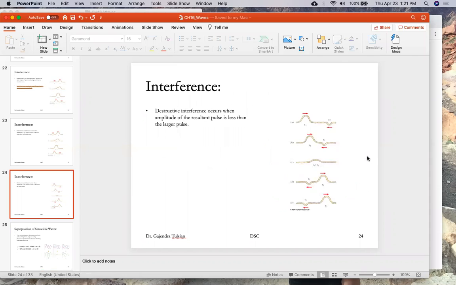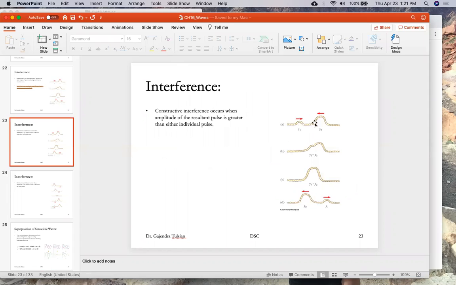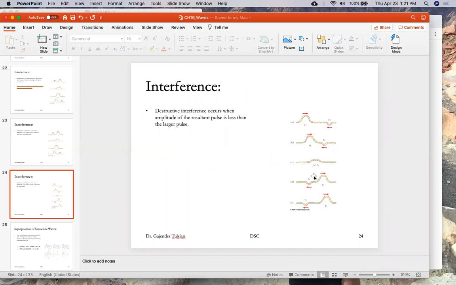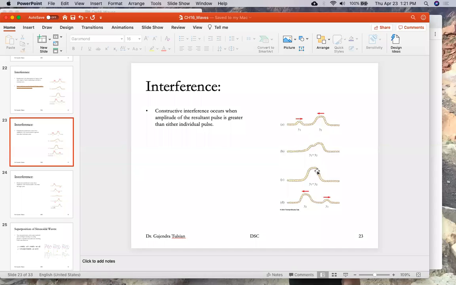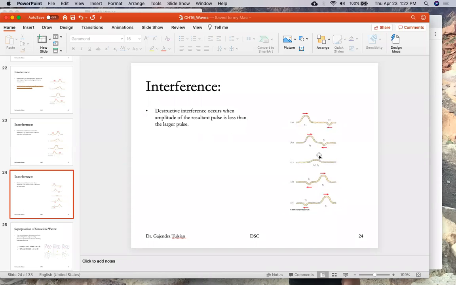So we saw what happens when you combine two waves. If they have the same sign, then you get a resultant wave that is bigger than either one of them. And if waves have opposite signs, the resultant wave is smaller than the biggest wave. This is called destructive interference, and this is called constructive interference. And of course, if the two combining waves had the same size with opposite sign, you can get complete destructive interference. So the wave would be zero at that point.